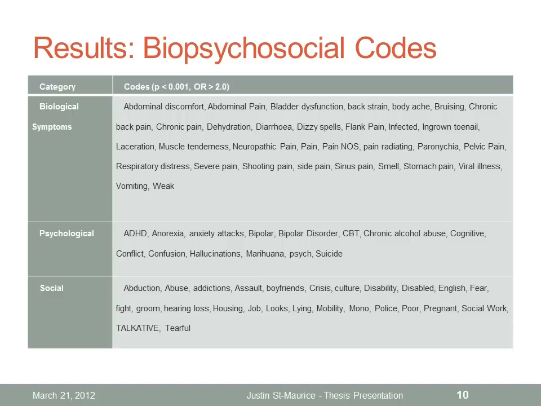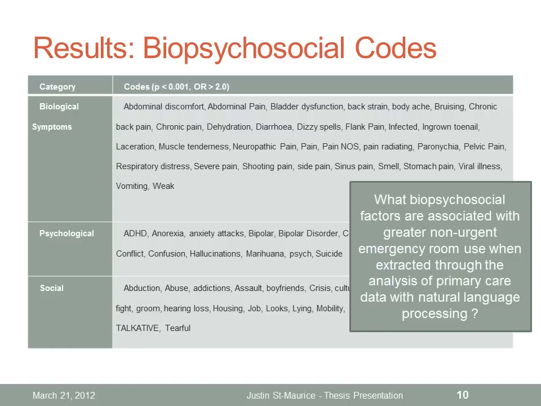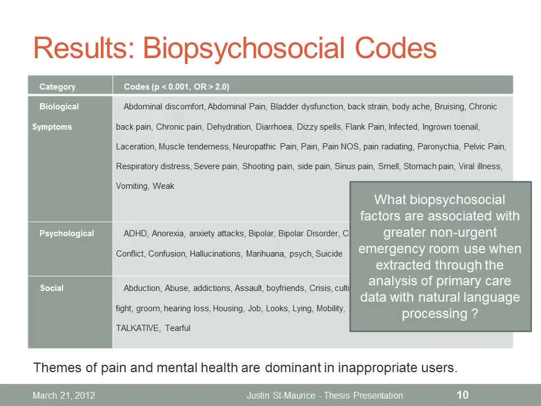Those two filters reduce the probability of results that might have been caused by random error, and they also make sure that we're only keeping results that are the best predictors. So this is essentially the answer to the research question: what biopsychosocial factors are associated with greater non-urgent emergency room use when extracted through the analysis of primary care data with natural language processing? And what's interesting here is that the themes of mental health and the themes of pain are dominant in inappropriate users by doing this analysis.